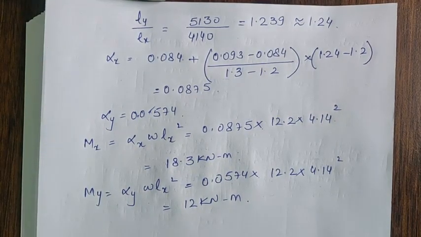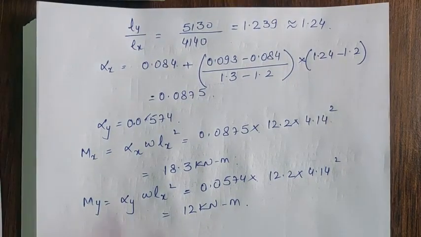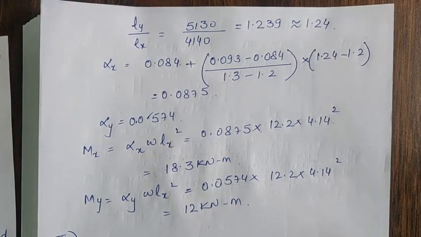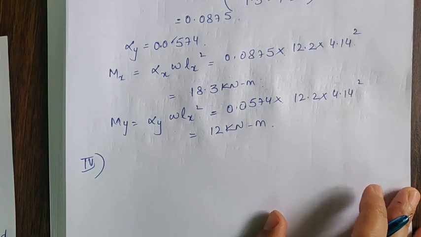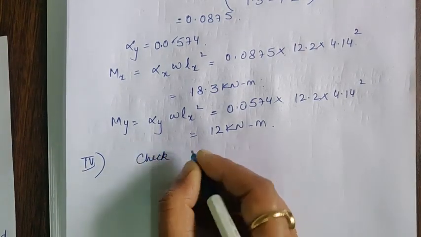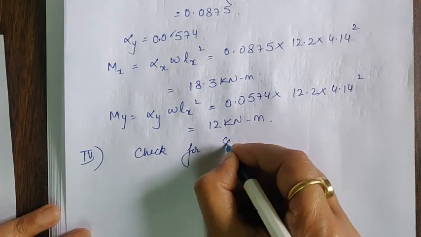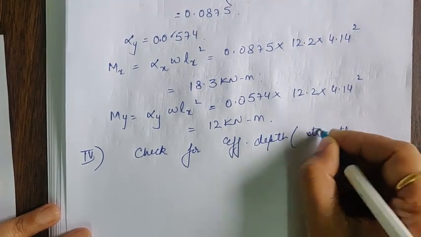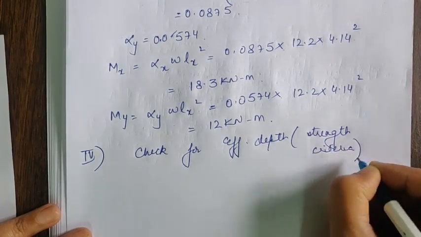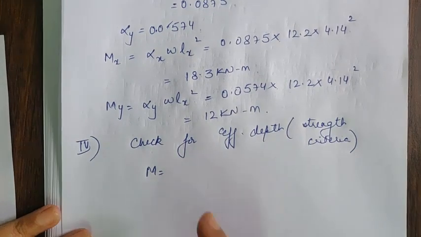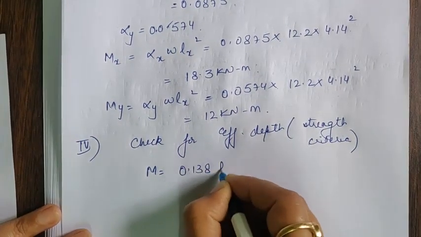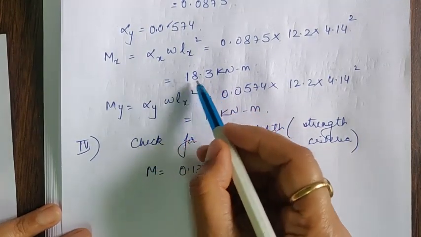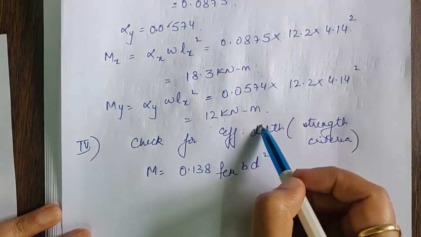Now this was step number 3. So step number 4 is checking for the effective depth as per the strength criteria. This is based upon the formula M is equal to 0.138 fck b d square. Moment we will take as the larger one. If it is okay for the larger moment, it will definitely be okay for a smaller value of moment.